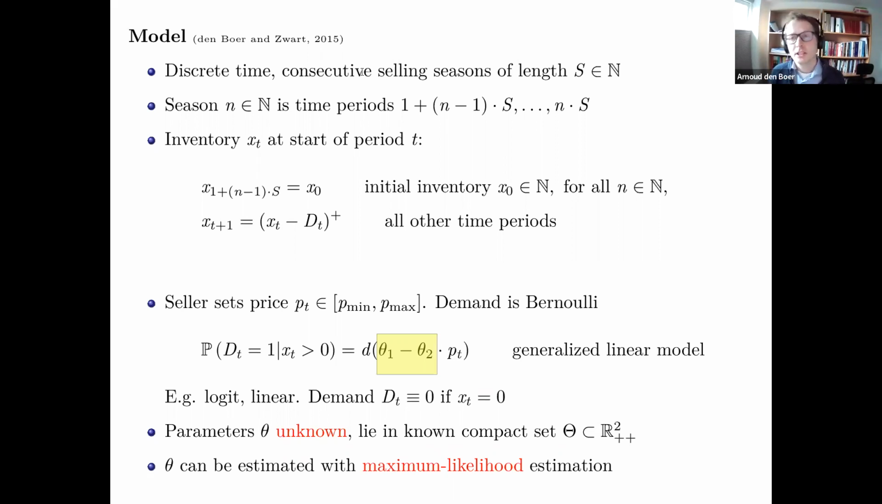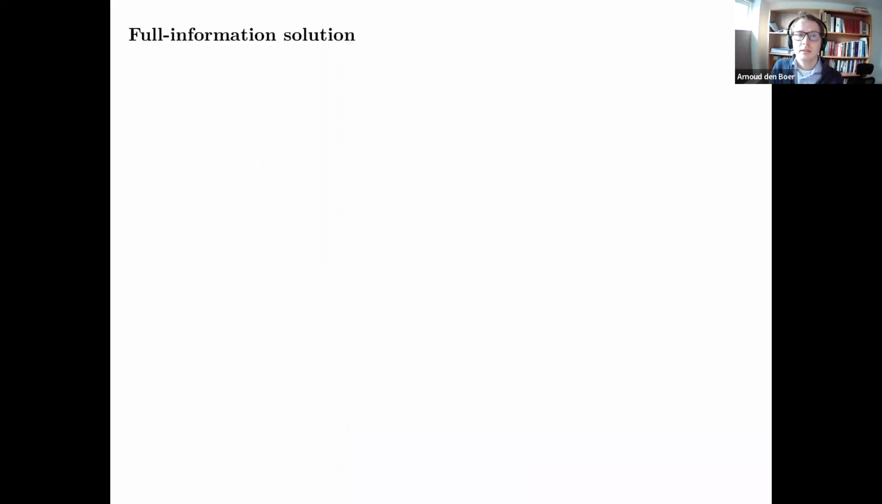So the problem is quite similar to what we discussed Monday. Only the difference is that now sometimes we go out of stock, and when the season is finished, we replenish. But we again have a parametric demand model, which in this case is probably essential, as I will explain in a minute. And there are parameters that we don't know, we want to learn.